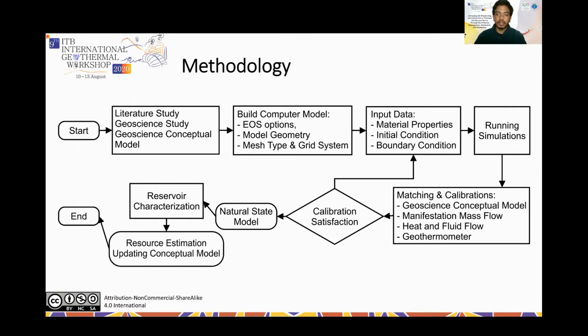This numerical model consists of grid blocks in which each block is assigned with the material properties. Top, bottom, and boundary conditions of the model are set based on the conceptual model. The model is run to get the result of the model. The material properties, top, bottom, and boundary conditions are calibrated iteratively to obtain the best match between the model and the conceptual model, which indicates that the model successfully represents the natural state condition of the reservoir.